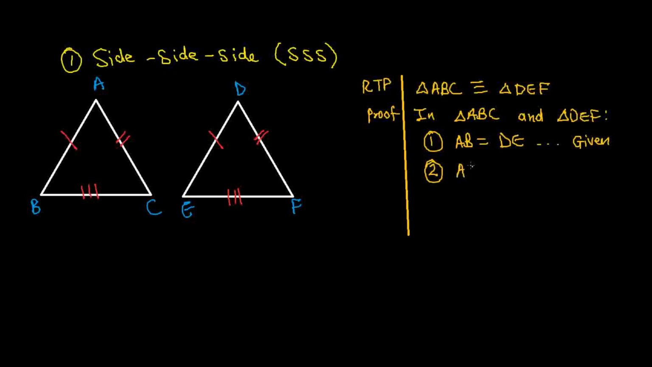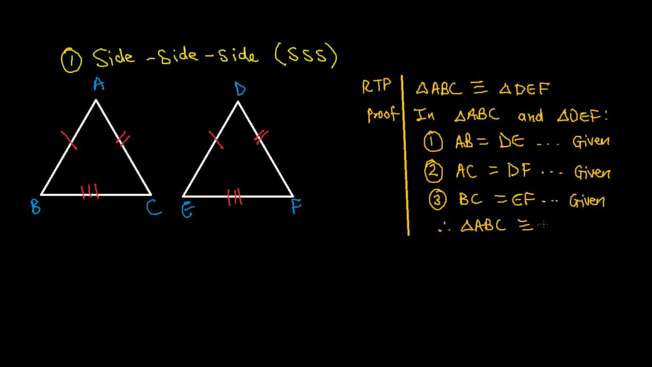Now, the next thing I notice is that AC from triangle ABC is equal to the length of DF from triangle DEF. And again, that is also given. And the last thing I notice is that BC is equal to the length of EF, and that is also given as well. So what is my concluding remark? My concluding remark is that triangle ABC is congruent to triangle DEF.